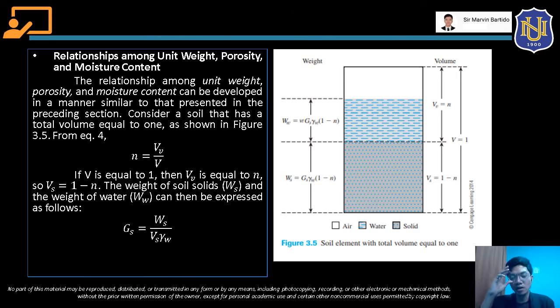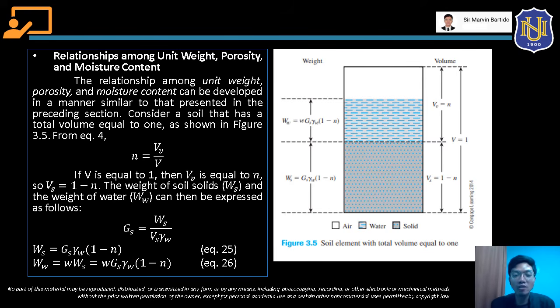So, therefore, class, when we get the weight of our soil solid and the weight of our water, from here, the weight of our soil solid is this. We can write the weight of soil solids equal to G sub S times gamma water times V sub S, wherein our V sub S, class, is 1 minus N. So, therefore, W sub S or the weight of soil solid is equal to G sub S times gamma water times 1 minus N.